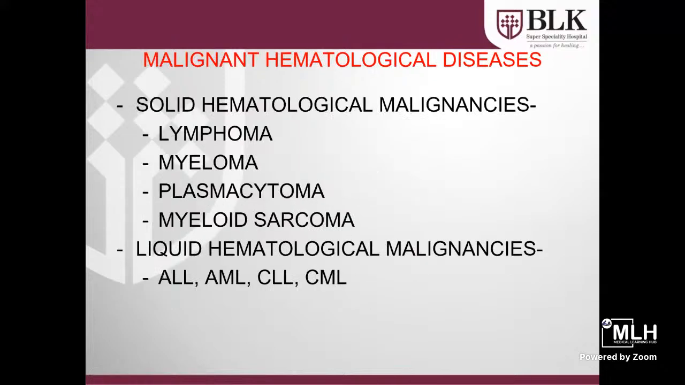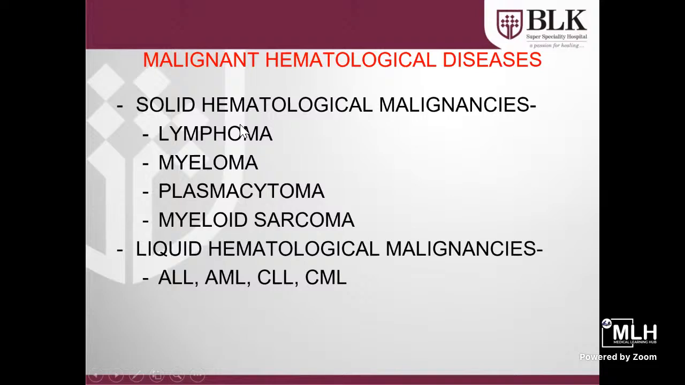Now coming to malignant hematological diseases, as I told you, they are cancerous diseases. Blood cancers can be broadly divided, considering what intervention we can do and where, into solid hematological malignancies and liquid hematological malignancies. Solid means the cancerous blood cells have accumulated in such a way that they make a collection, or what you call a solid swelling.